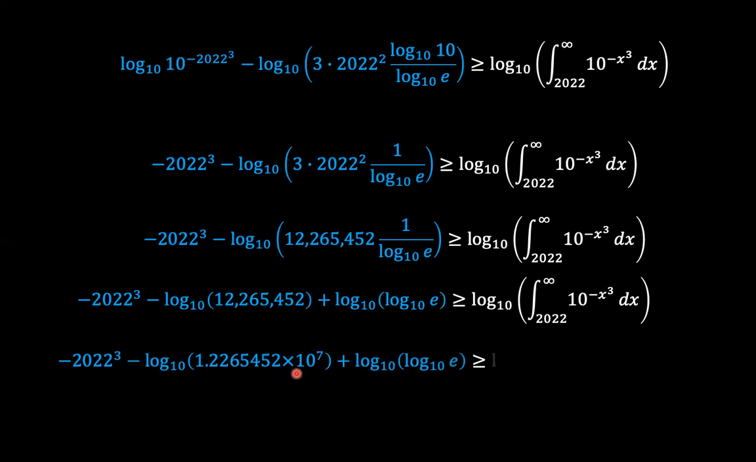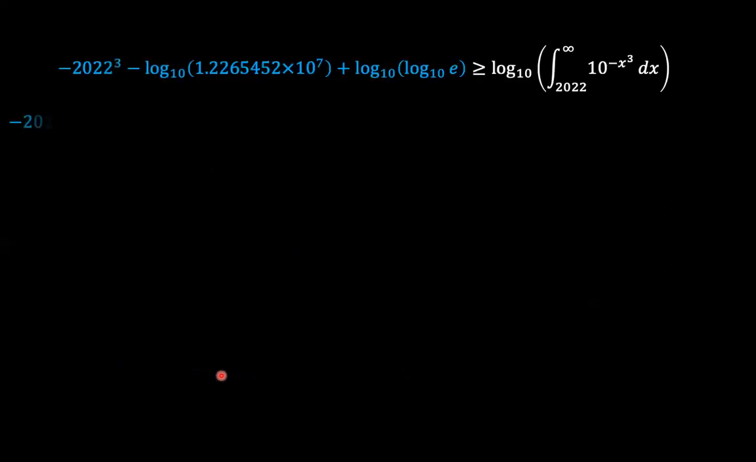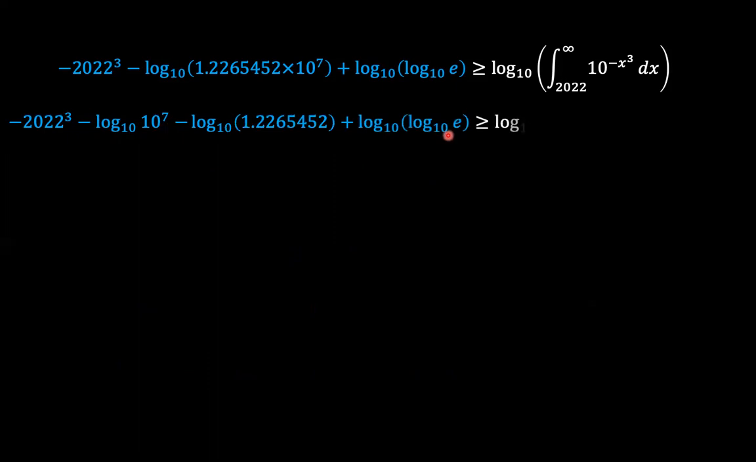And what happens is that this could be expressed as a sum of the log 10s. And that means that we do now have negative 2022 cubed minus log 10 of log 10 to the power 7 minus log 10 of this 1.2265452 plus log 10 log 10 e. So this is definitely less than 1. This is negative of a value much less than 1.